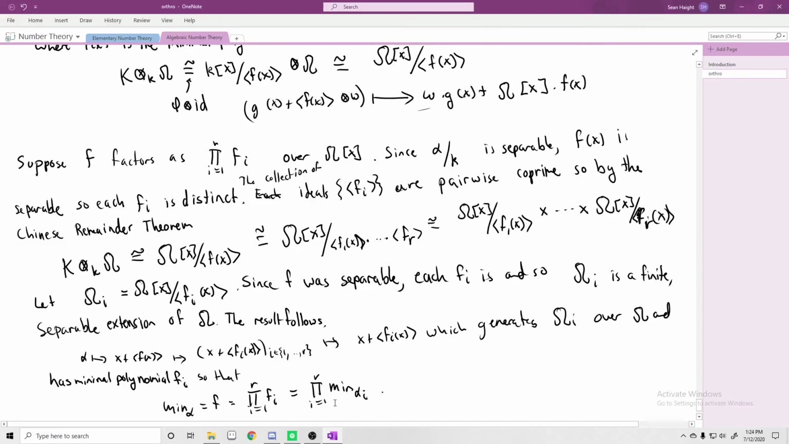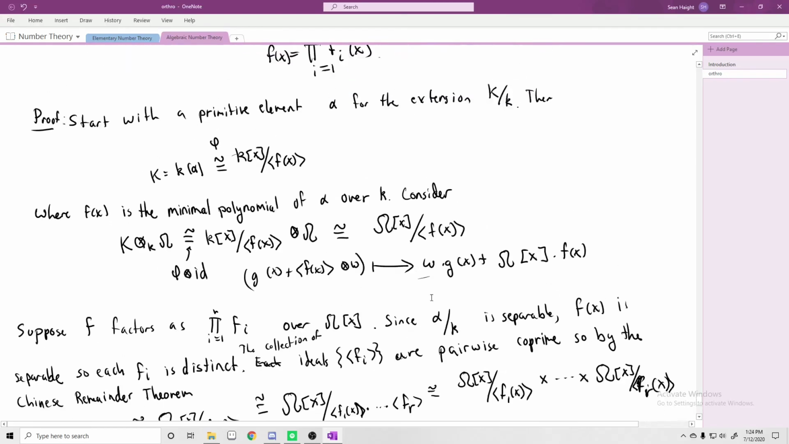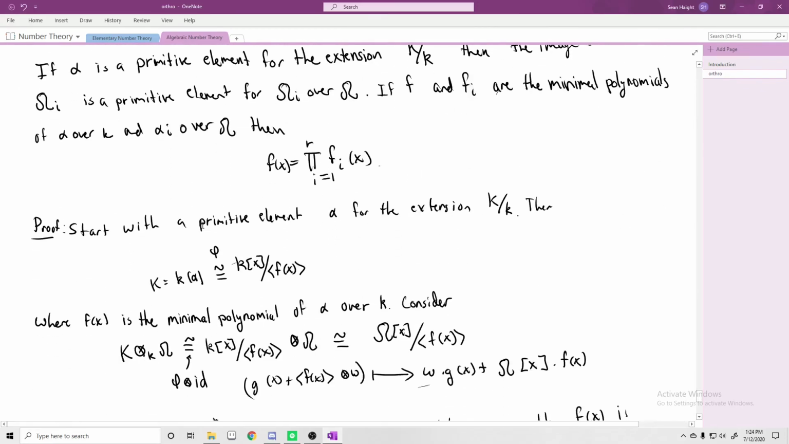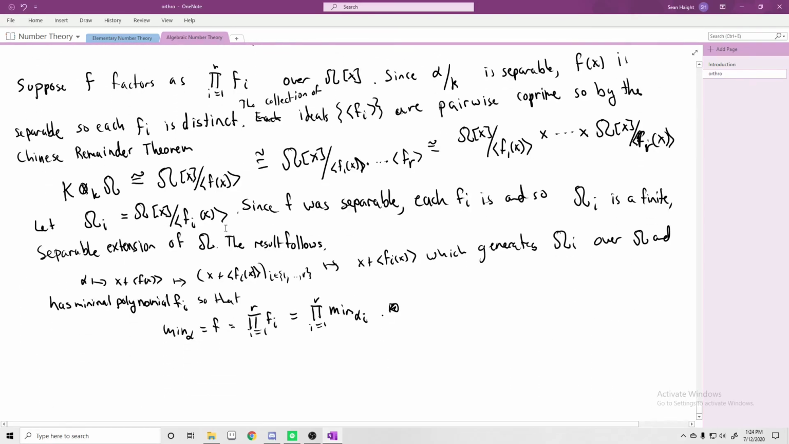Okay. So the proposition, we've proved the proposition, and it essentially tells us the structure of the tensor product of a finite separable extension and an arbitrary field extension. Okay, so this is the main result from this kind of field theory that we'll need.